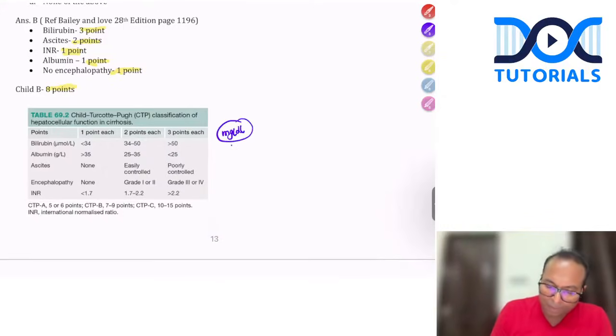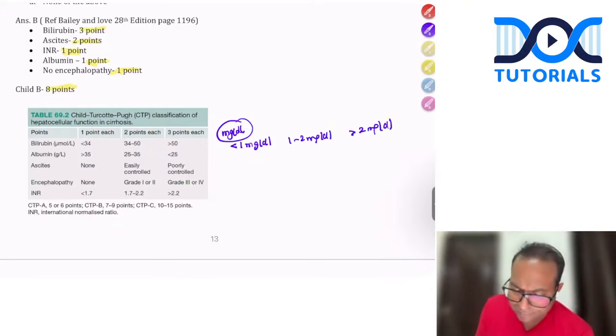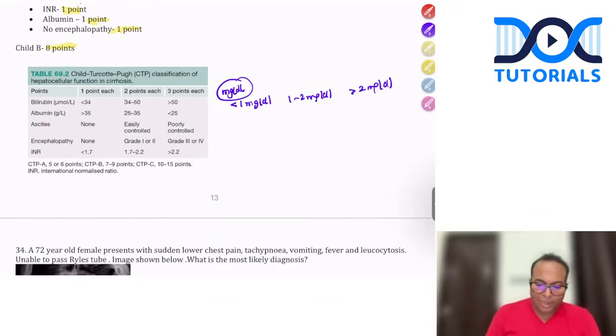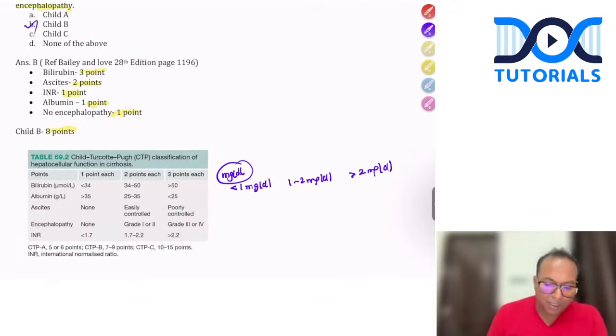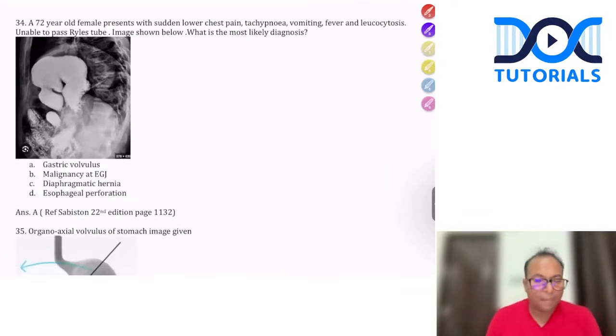Bilirubin is given in milligrams per deciliter in Indian books. One point is given for less than 1 milligram per deciliter, 1 to 2 milligrams per deciliter gets 2 points, and more than 2 milligrams per deciliter gets 3 points. That is the value from Indian books. Just remember these values will change from book to book, but here 3.6 is definitely more than 3, so it is given 3 points.